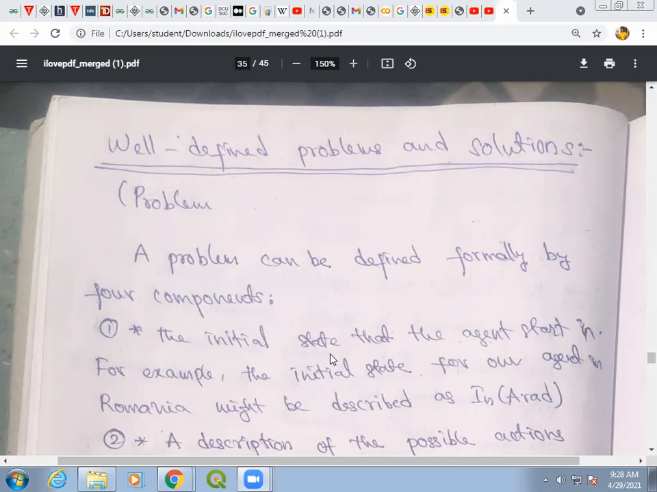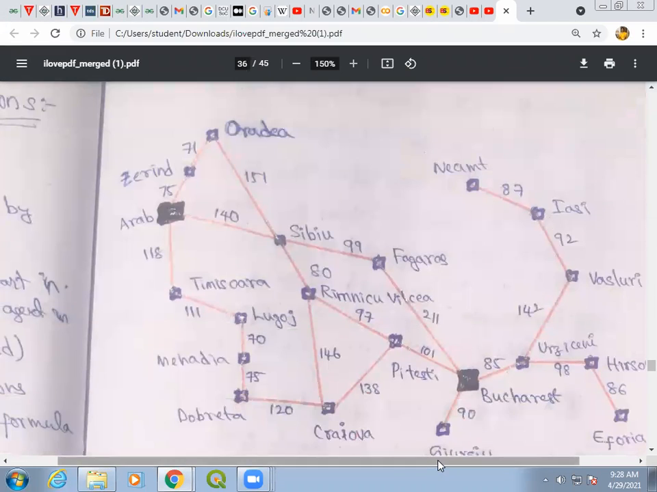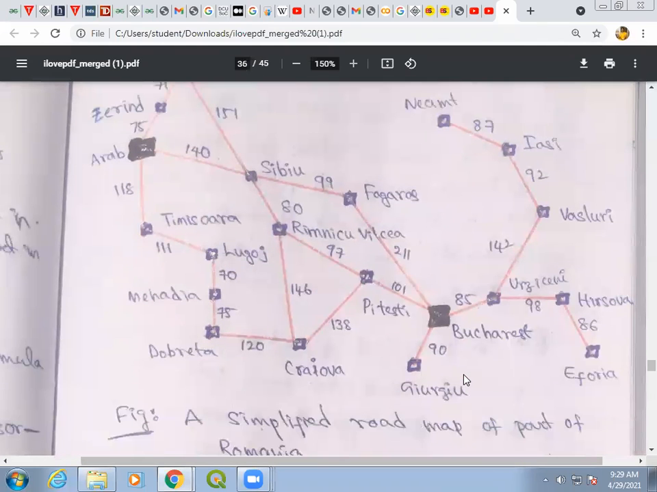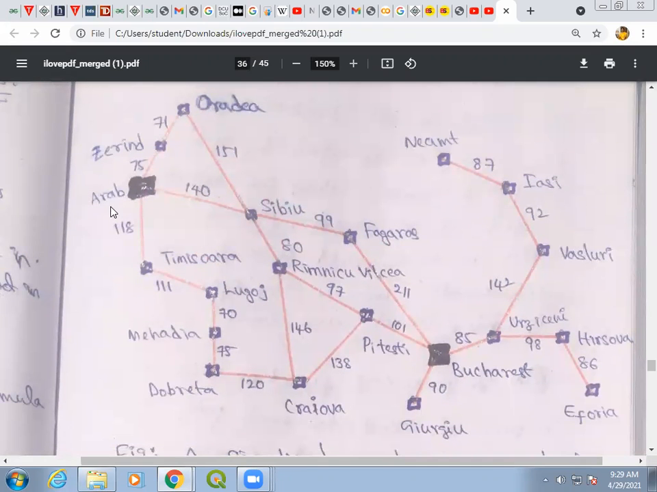So what is the initial state here? The first one is the initial state. The initial state is where the agent will start. So, from which state the agent is starting, that is called the initial state. Here we are considering the map of Romania. See, this is the map of Romania. In this map, what is the initial state from where the agent will be starting? The agent will be starting from this location, that is called Arad. Arad is the location from which it is starting.